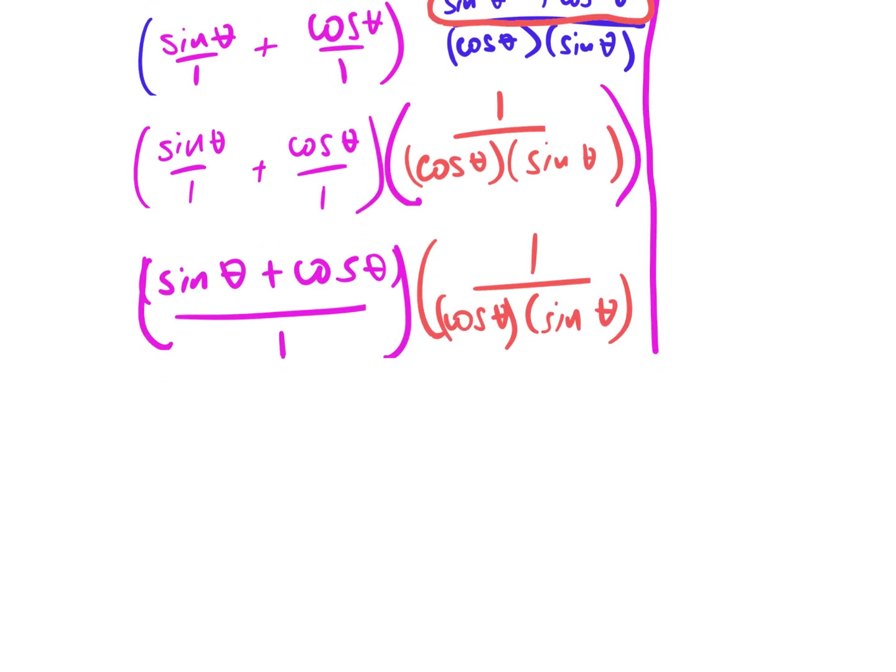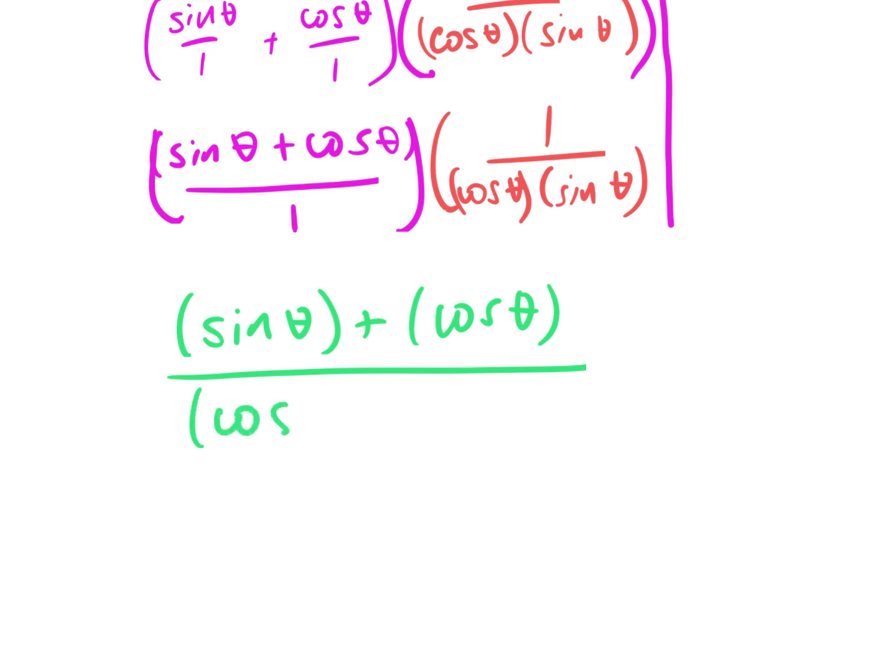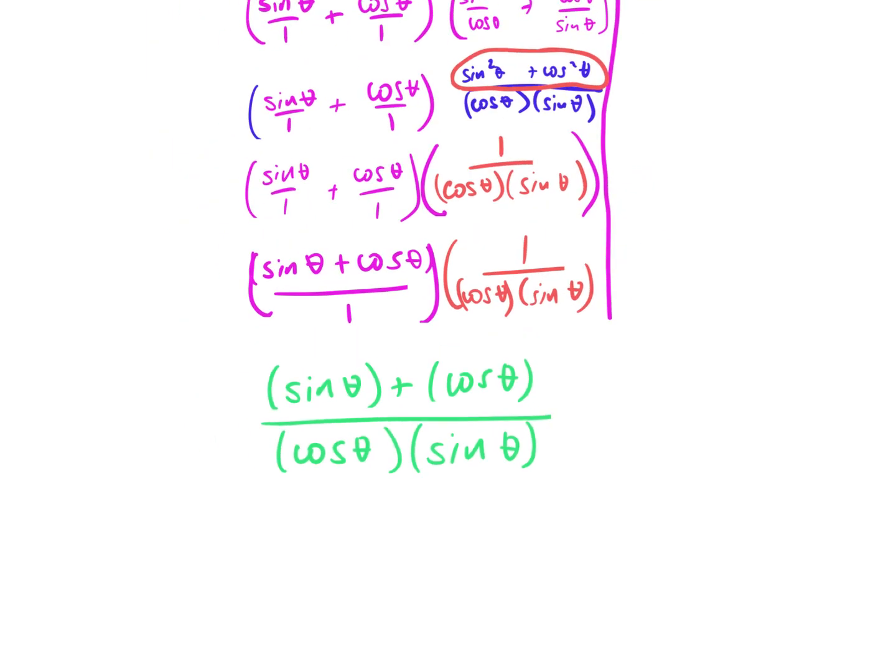Can I multiply these two fractions together, though? How do you multiply fractions? You multiply numerators and denominators. So when I multiply the numerator, sine theta plus cosine theta times 1 just gives me sine theta plus cosine theta times 1, right? Over cosine theta times sine theta. We haven't done anything. We have not changed the values of anything.